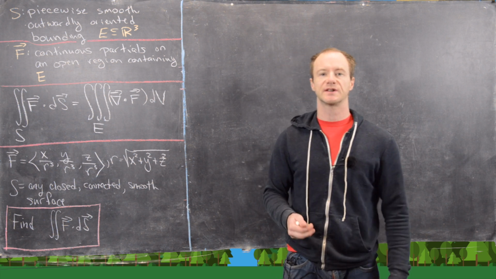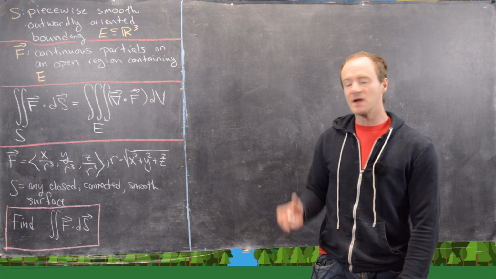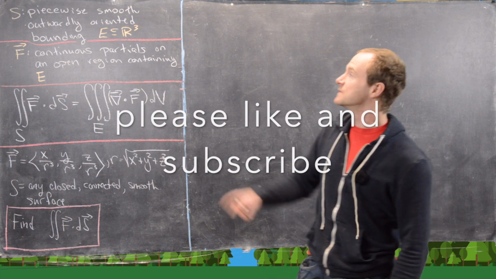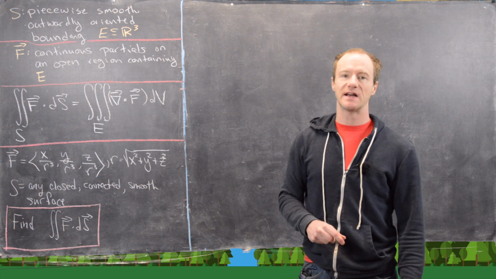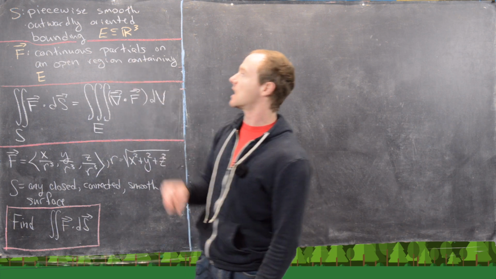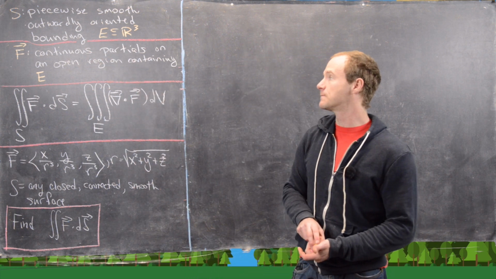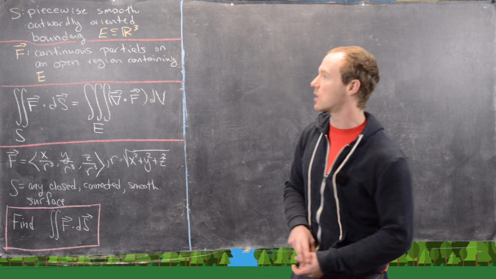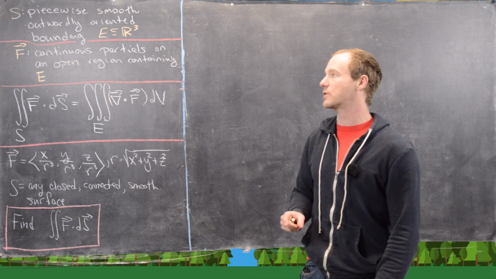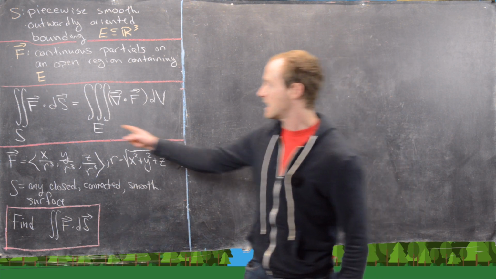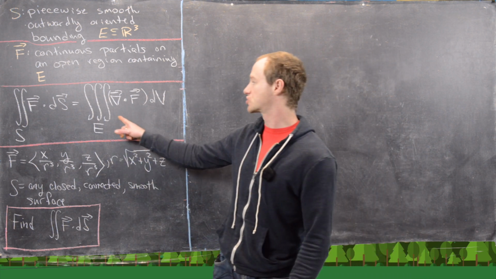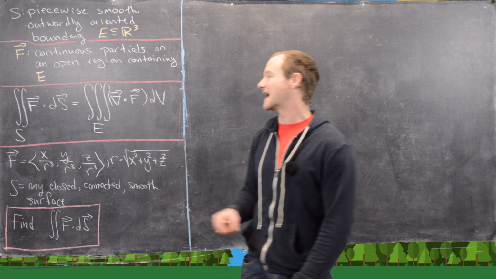Today we're going to look at a really interesting problem related to the divergence theorem. Before we get started, let's recall really quickly what the divergence theorem says. Let's say that S is a piecewise smooth, outwardly oriented surface bounding a solid region E in R3, and F has continuous partials on an open region containing E, and it's important that it's on an open region containing E. Then the surface integral of the vector field F is equal to the triple integral over E of the divergence of F.